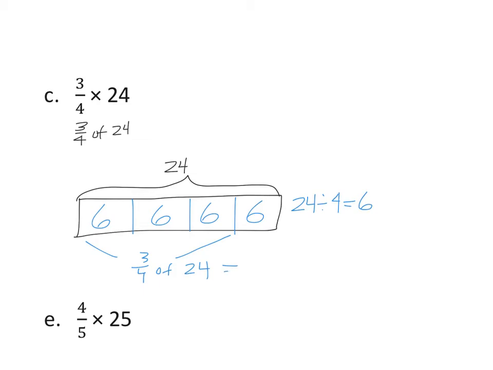And as you can see, 6 in 3 boxes, if you add those 3 boxes up, you're going to get 18, because 6 times 3 is 18.